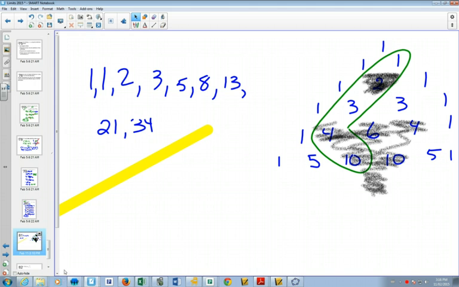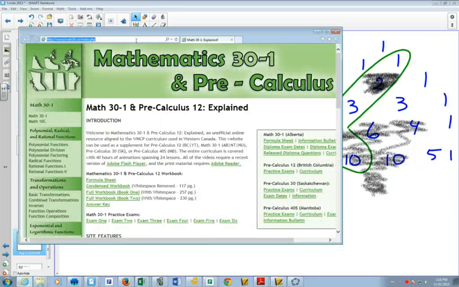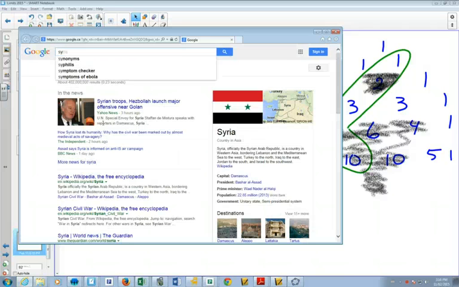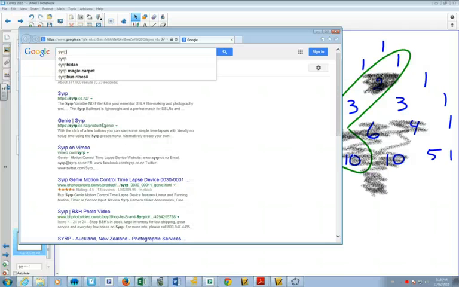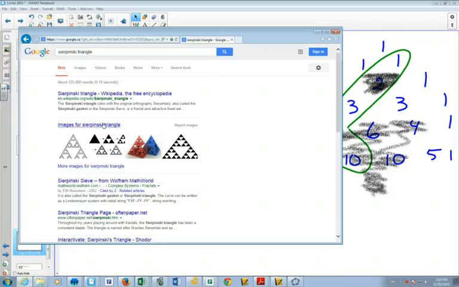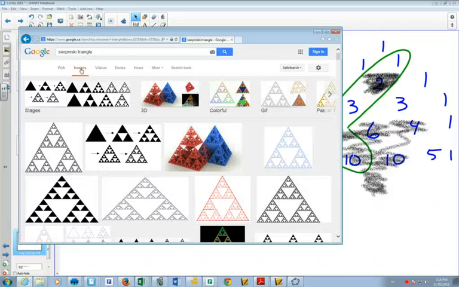How many people have heard of Sierpinski? Sierpinski's triangle here. I'll find a picture of it for you. Ooh, how do you spell Sierpinski is another good question. Sierpinski's triangle. That's how you spell it, not the way I was. And there's some images of Sierpinski's triangle, which is a fractal of a triangle inside of a triangle inside of a triangle inside of a triangle. And all of the shaded parts would come up with this. That's Sierpinski's triangle. Some very cool things.